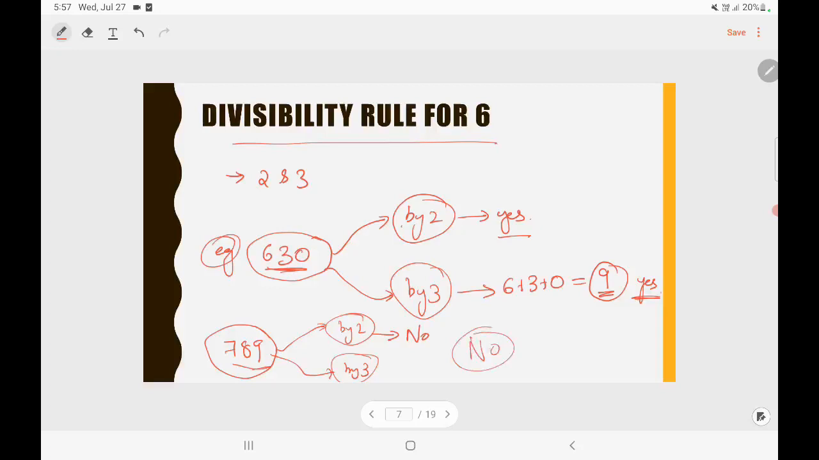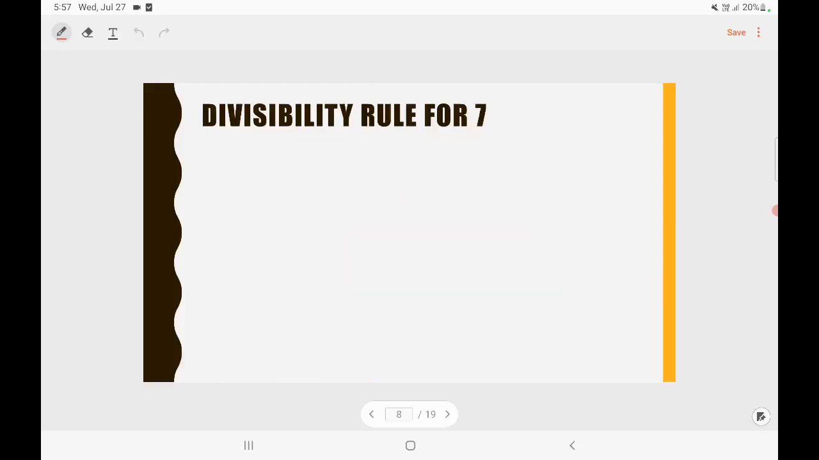Now we'll move on to 7. So 7 is a little bit complicated. It's not that much complicated, but I will explain it to you with the help of an example. So now let's take an example, that is 3682. We need to check whether 3682 is divisible by 7 or not.